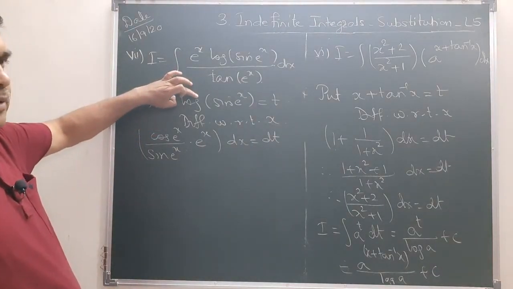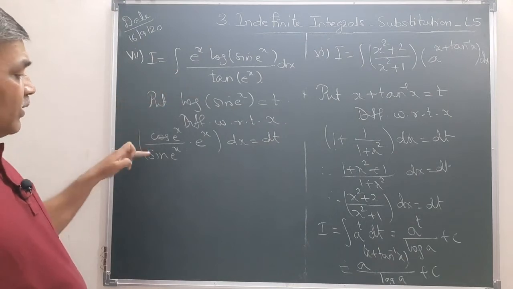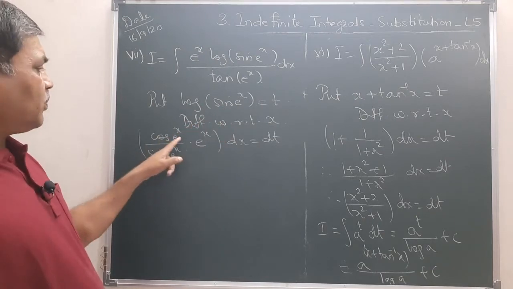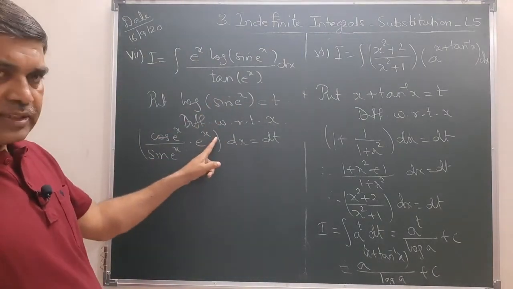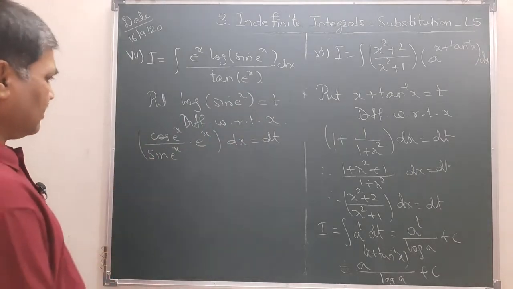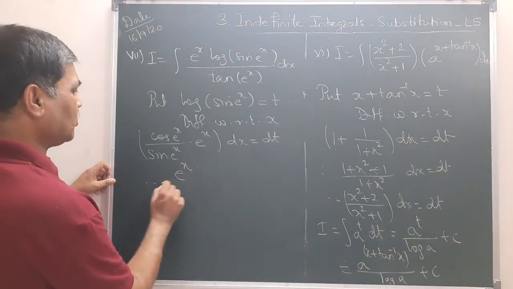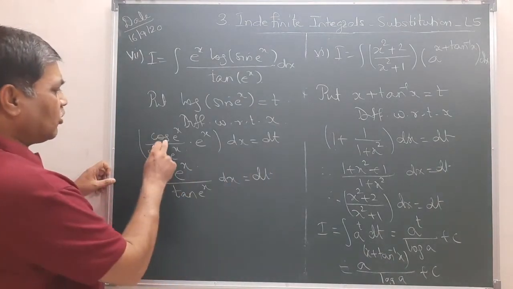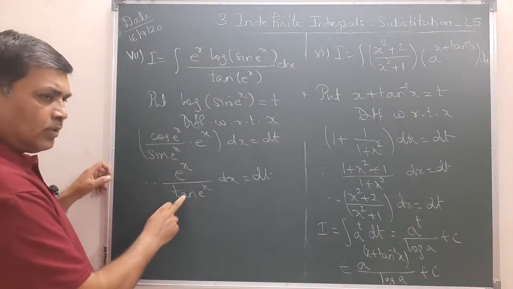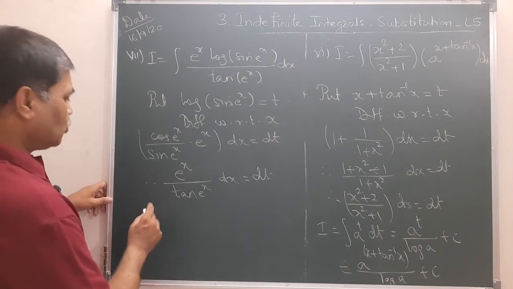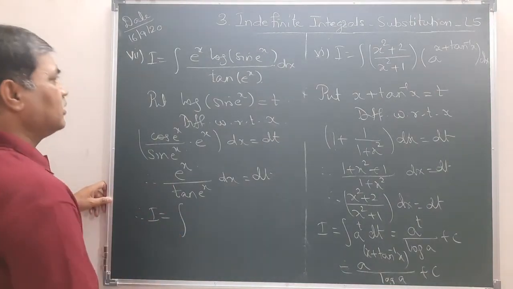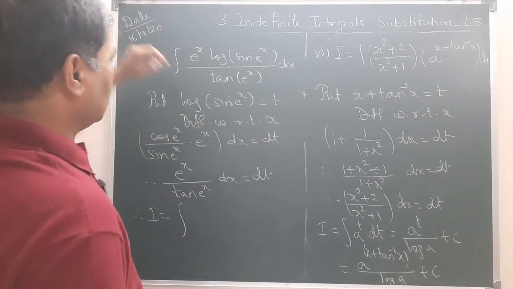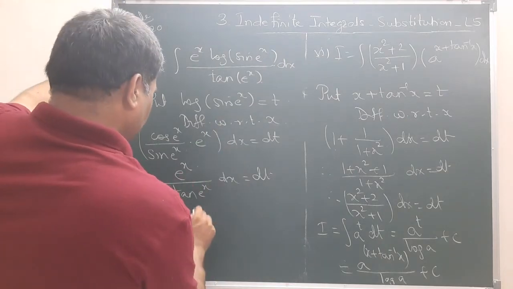Derivative of log x is 1 upon x, means I am getting 1 upon sin of e raised to x. Then derivative of sin by chain rule cos of e raised to x, and then derivative of e raised to x dx is equal to dt. Is it clear? So this is same as e raised to x upon tan of e raised to x. Taking cos of e raised to x in denominator of sine, we will get tan. So with this substitution, I equal to this e raised to x upon tan e raised to x dx is dt. So we will get just t dt.